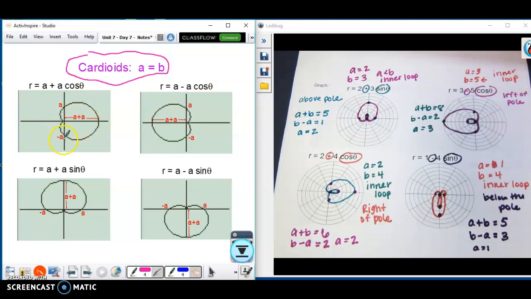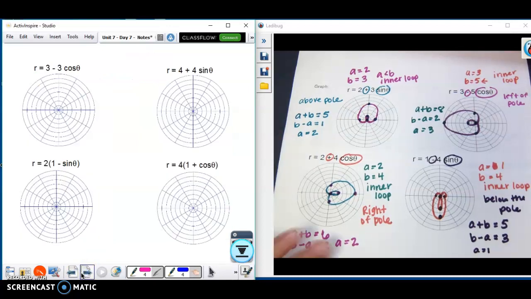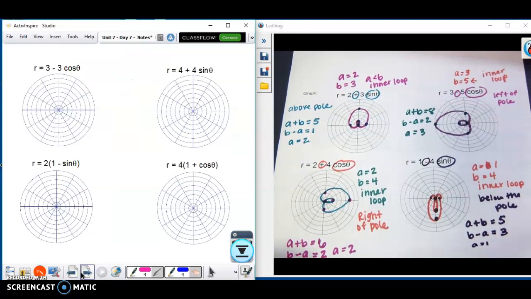It's always going to make a heart shape into the pole, so you're not going to have that extra little dot. Think about it, if you subtract a minus b or b minus a, it's going to give you 0 because they're the same number. So no loop here. And then to go up or down in this case, you're still going to use that same a value. So it's very similar to the inner loop that you already did. Alright, so let's take a look at these.